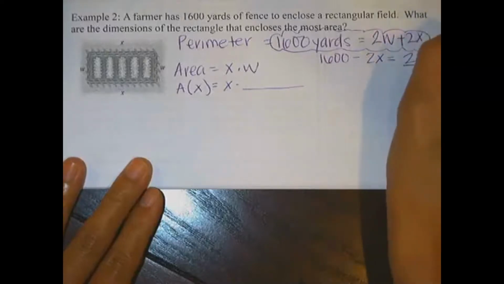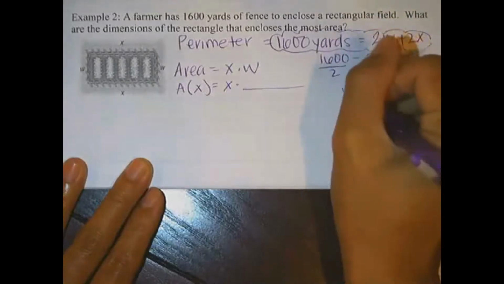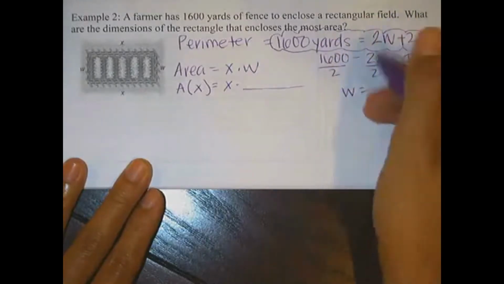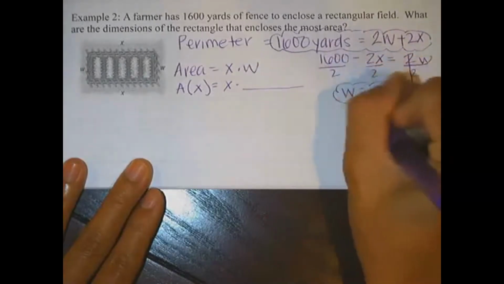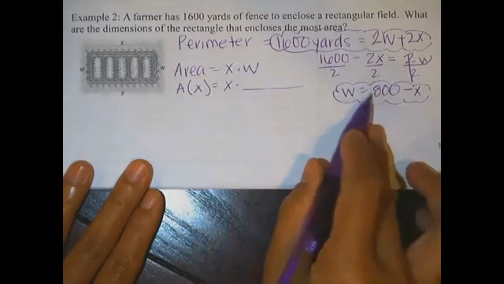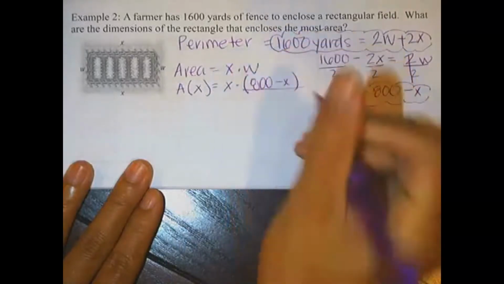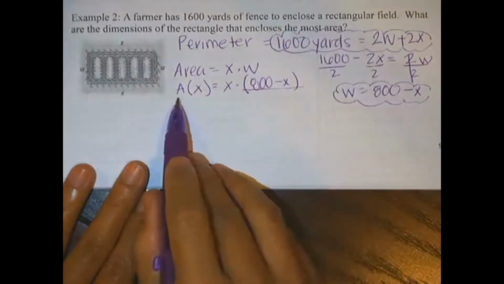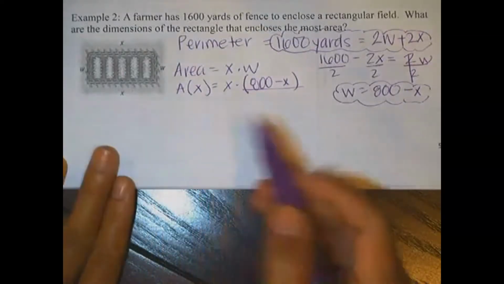Then I'm going to divide each and every term by 2. So now I have w equals 1600 divided by 2 is 800, and 2x divided by 2 is going to be x, so this is what w is. Okay, so substituting this w for that, 800 minus x. And yes, you can write an equation for A of w. It doesn't really matter which variable you're writing it for.